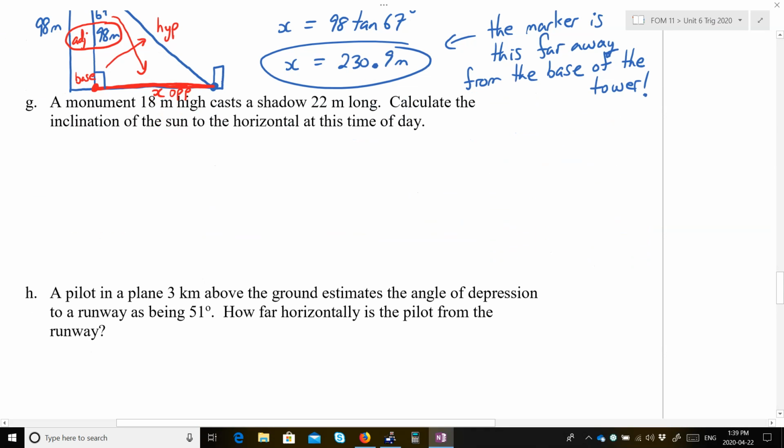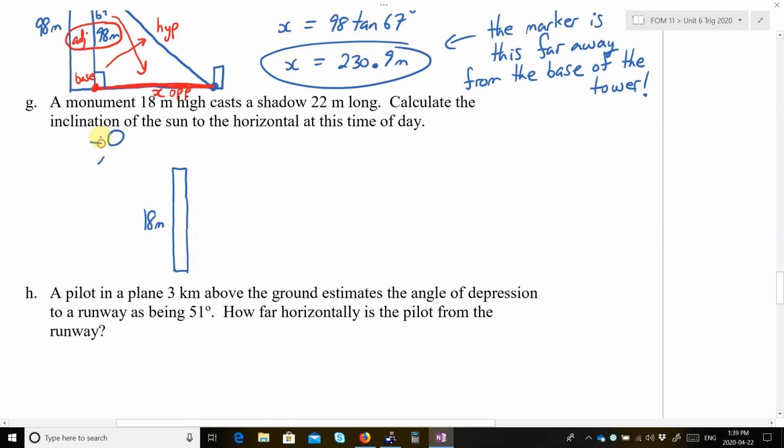Okay, let's get on to letter G. A monument 18 meters high casts a shadow 22 meters long. Calculate the inclination of the sun to the horizontal at this time of day. Okay, so an 18-meter monument casts a shadow 22 meters long.